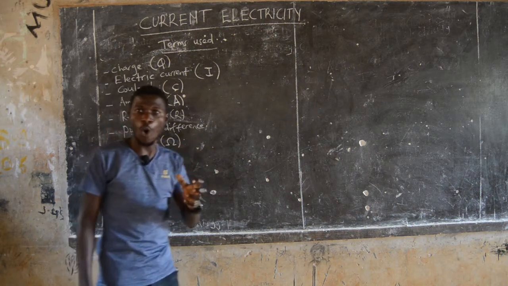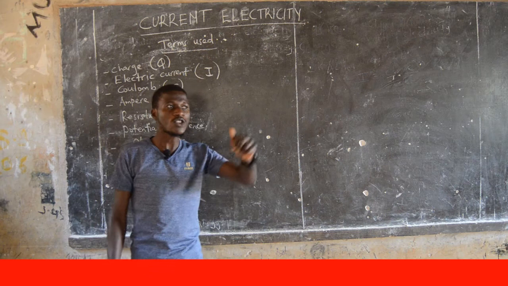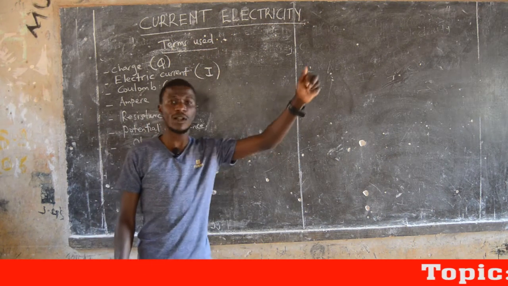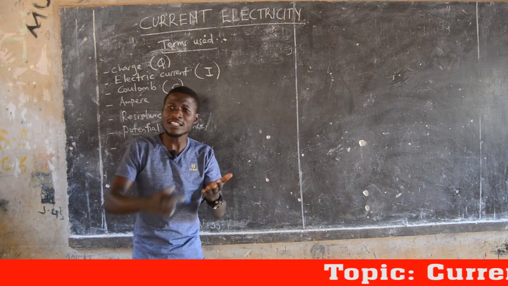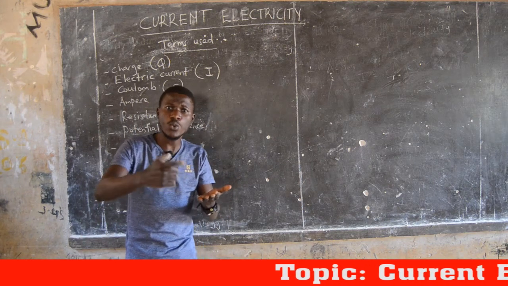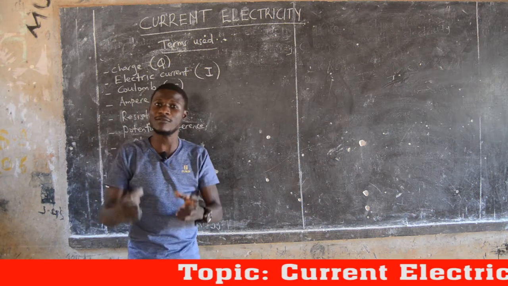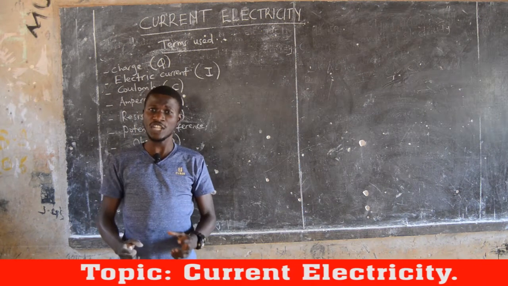When you are at home, try to switch on and switch off. When you switch on a bulb, you see a bulb giving light. So ask yourself, what passes through the wires and it enables that bulb to give light? That is the charge I'm talking about. So charges are in what? In motion.